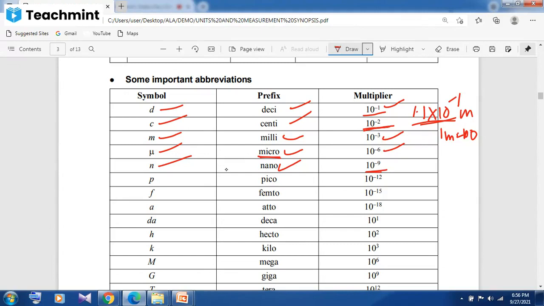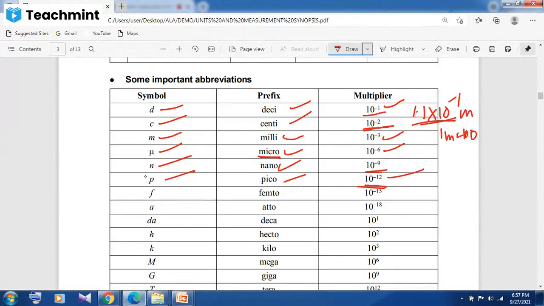Symbol, quantity, that is prefix, and the decimal multiplier. Then comes pico, which is a very, very small value. Pico is small letter p. Suppose you have measured something, length for example, and it comes in the order of 10 power minus 12 meter. Instead of writing 10 power minus 12 meter, you can write picometer. So pico means 10 power minus 12, it is understood.